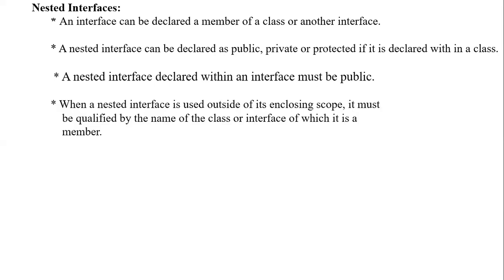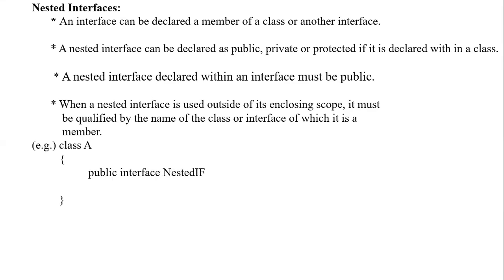Correct. When a nested interface is used outside of its enclosing scope, it must be qualified by the name of the class or interface of which it is a member. That means if you want to implement that particular interface, you have to use its interface name or a class name. Right? So an example is there.